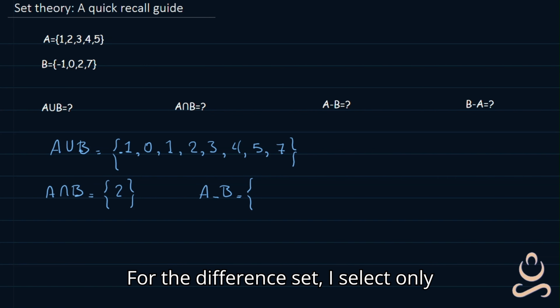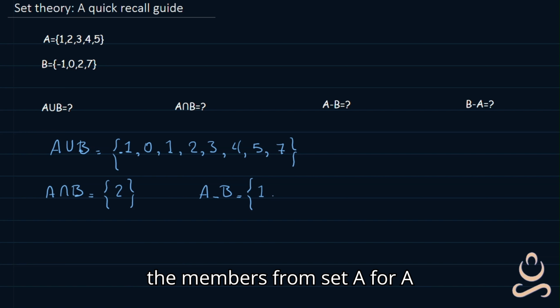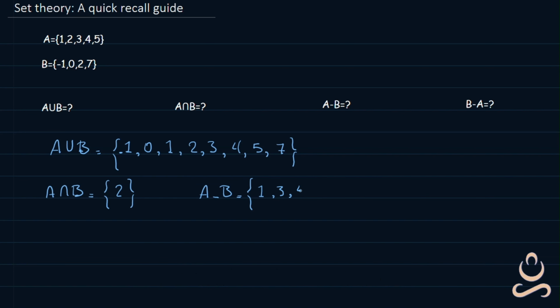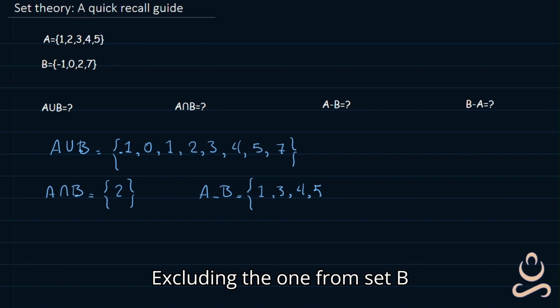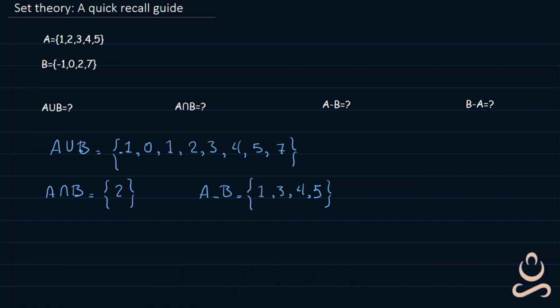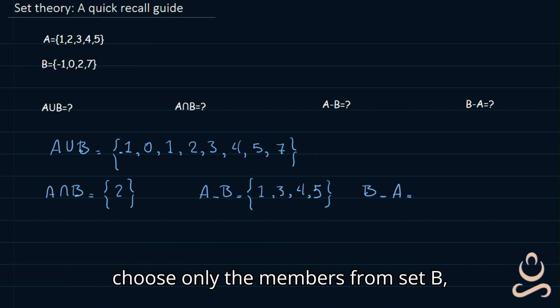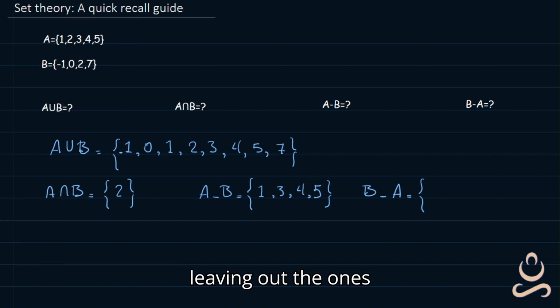For the difference set, I select only the members from set A for A subtract B, excluding the ones from set B, and vice versa for B subtract A, where I choose only the members from set B, leaving out the ones from set A.